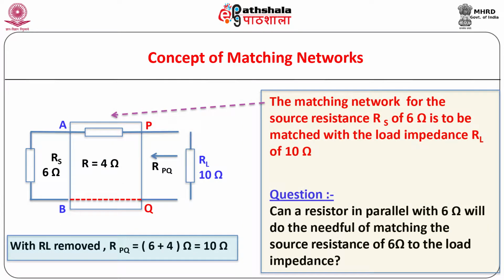What will be the matching network in this problem if the source resistance Rs of 6 ohm is to be matched with the load impedance RL of 10 ohm? The answer is simple.